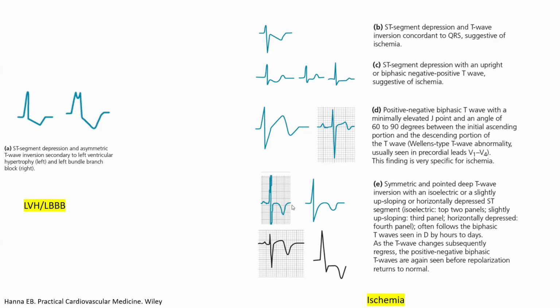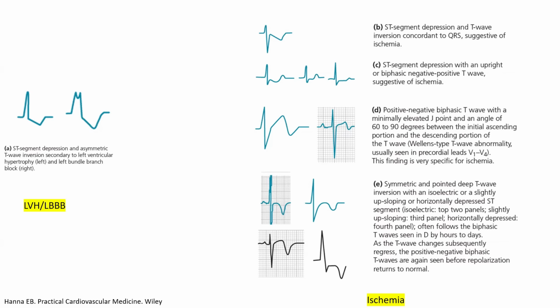Then you have those deep T inversions here. Without a Wellens morphology, the ST is not upsloping or straight upward. So those are concerning for ischemia, but less so than Wellens, and they are concerning for ischemia only when they are more than 5 millimeters and evolving.